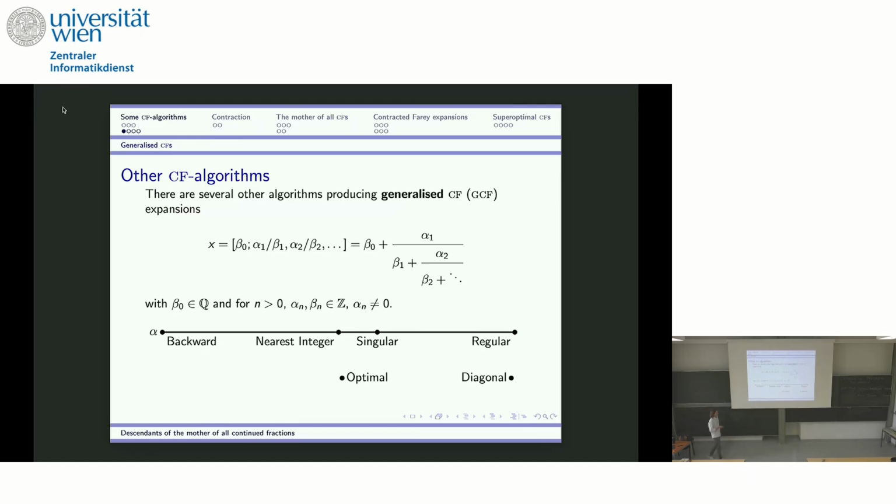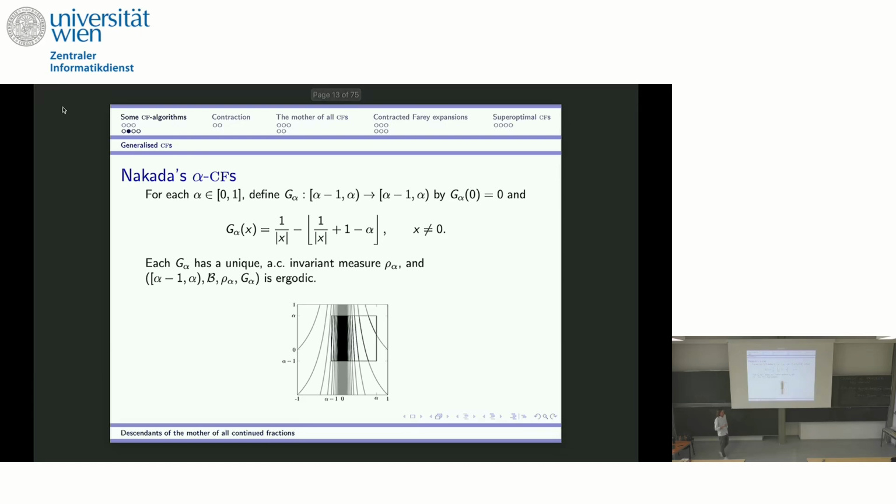There's another family that was introduced by Kraaikamp in 91 called the S-expansions. And these contain some of the alpha continued fractions, also the optimal continued fractions studied by Bosma, and the diagonal continued fractions. Okay, so I want to look at these two families a little bit more closely.